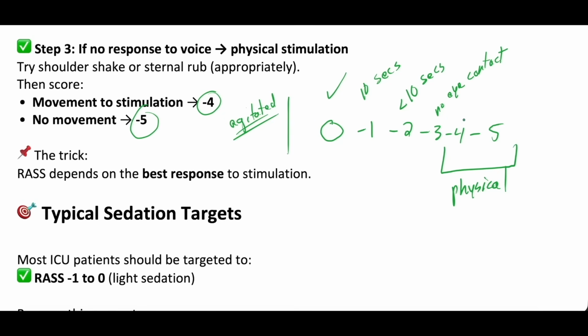And if they move around to physical stimulation, RASS of -4. If they do not move around to physical stimulation, their RASS is -5. Okay? So do note that patients have a lot of variability in this, so the RASS depends on the best response to stimulation. So if you're in there, you're saying their name, they're not opening their eyes and looking at you, and then all of a sudden they do on the third time, and they make eye contact with you for more than 10 seconds, the RASS is still -1, even if they didn't do that when you said their name the first 2 times.